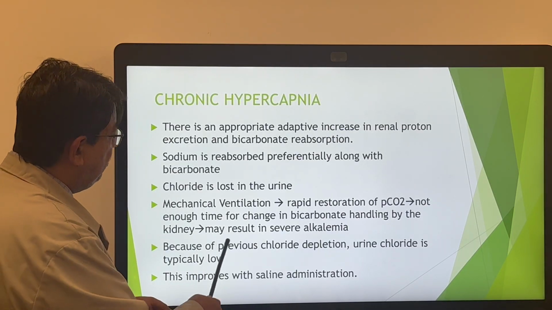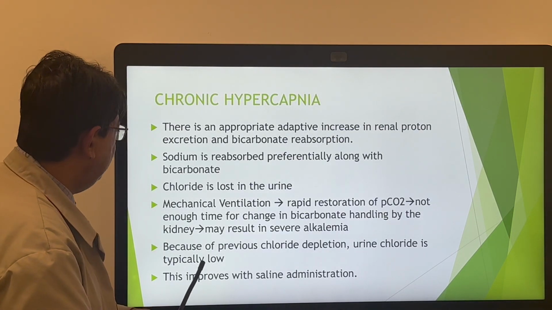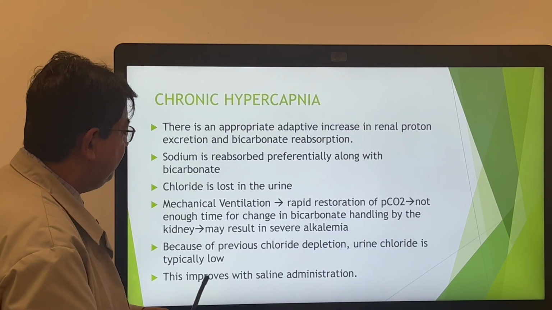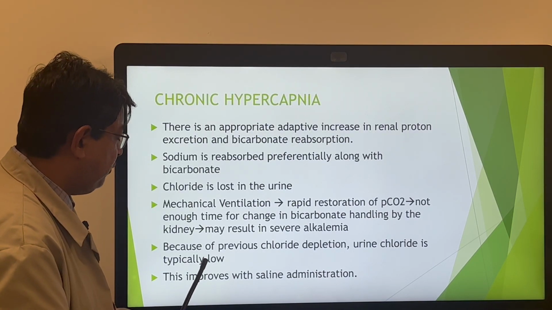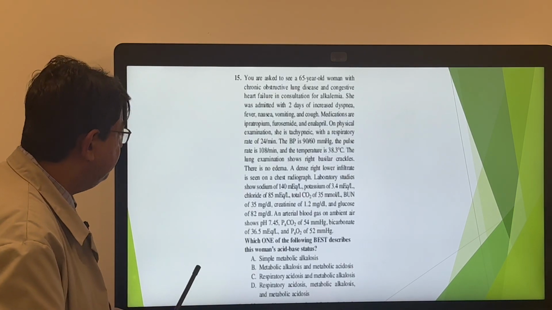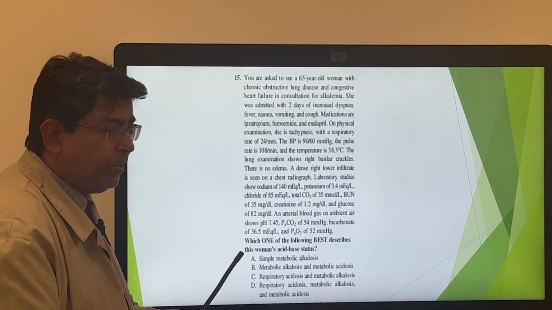Because of previous chloride depletion, the urine chloride is typically low. This improves with saline administration. So the treatment of this would be saline administration. Next slide. So we'll do a question.